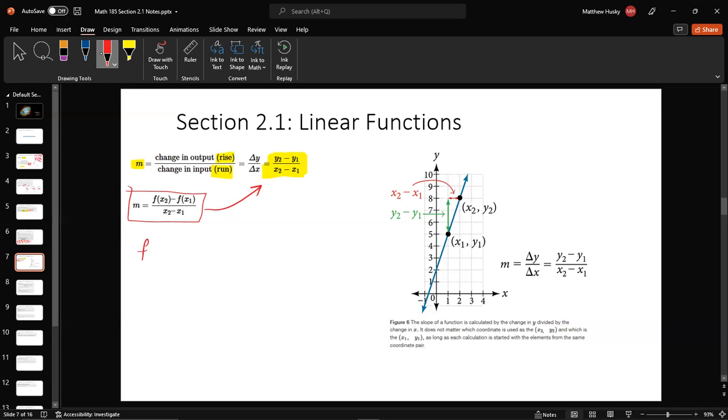You know, f of x2 is just another way of saying y2, because f of x is basically the same as y. And if we're talking about a picture, the change in y is basically your rise, how far you move up or down, and then the change in x is how far you move sideways. So as a picture, that's kind of an example of what the slope would look like.